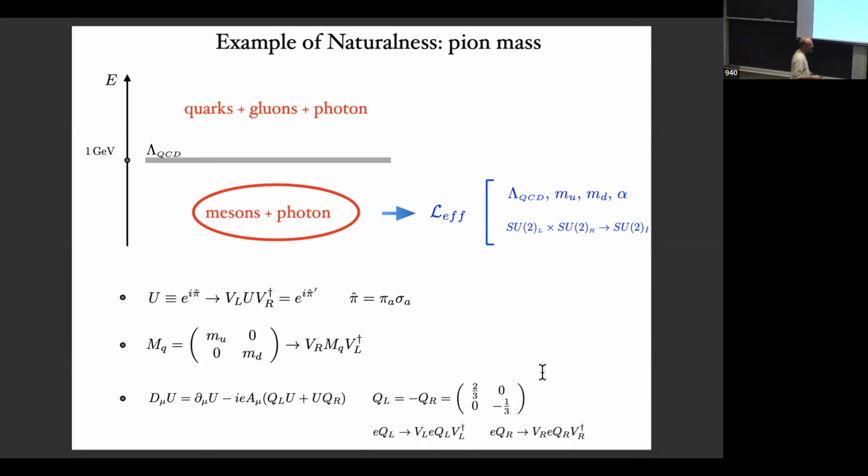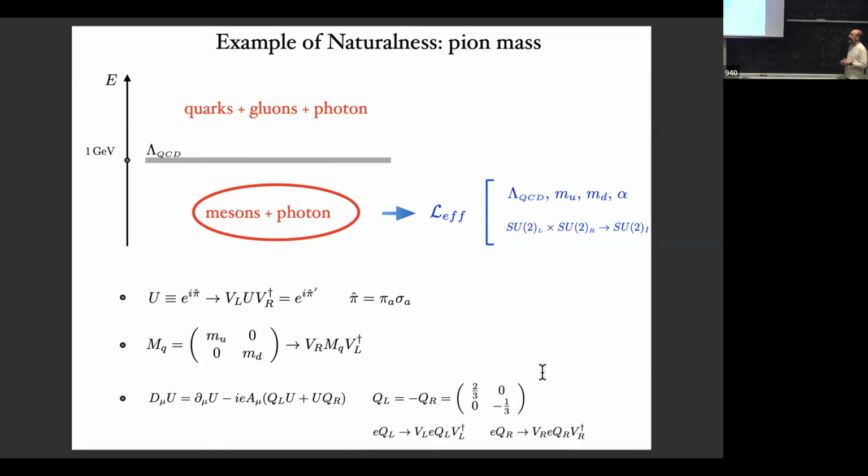Notice, and I forgot to tell you here, that in this covariant derivative of the quarks, there is the gluon, but there is also the photon. And the coupling of the gluon is invariant under the symmetry, but the coupling of the photon isn't. Again, you can depict the coupling of the photon to the quarks in terms of a charge matrix.